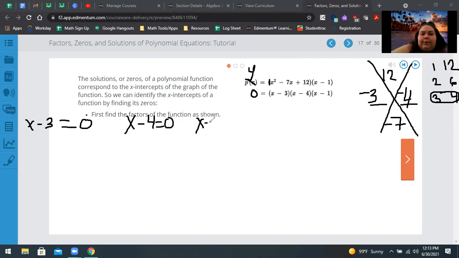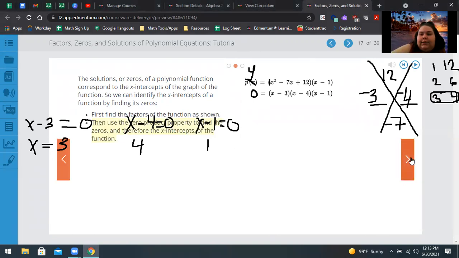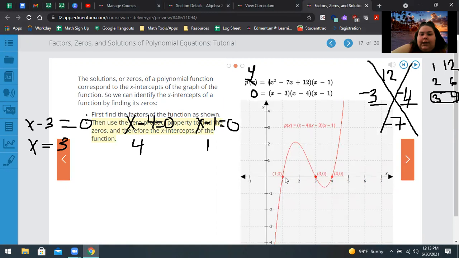Or you can jump into the little shortcut that we know. Because I have the value of minus 3 here, x is going to equal the opposite of negative 3, which is positive 3. Negative 4, that means that's 4. Negative 1, positive 1. And they're going to come up with the same results. So there on the graph, they actually graphed it for you. There's your 1, there's your 3, and there's your 4. So they provided the graph.